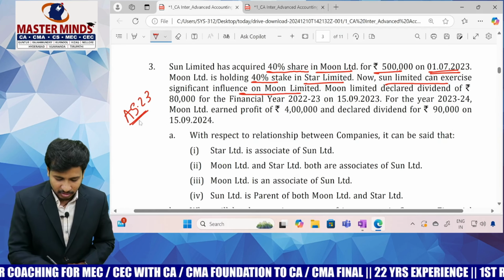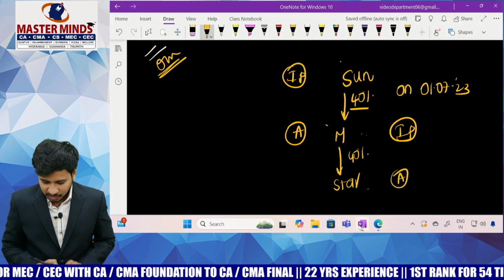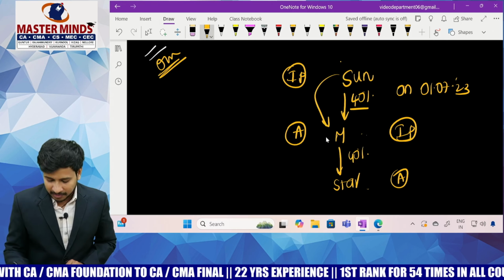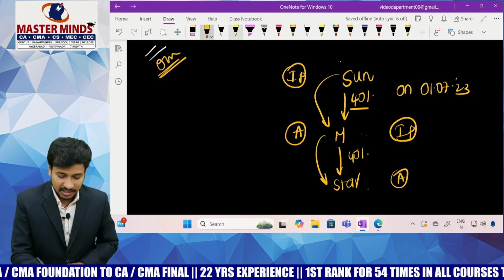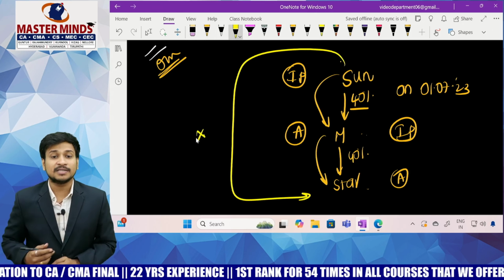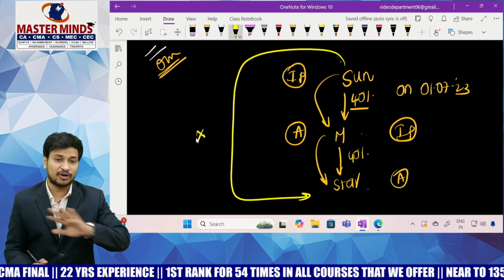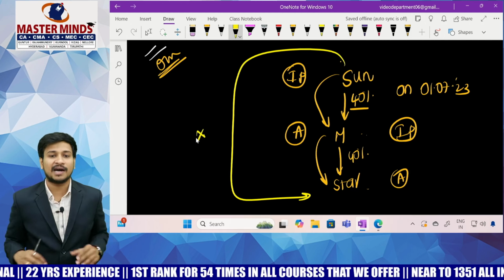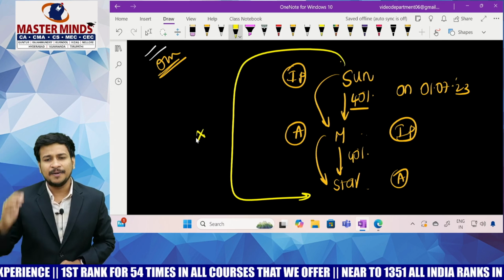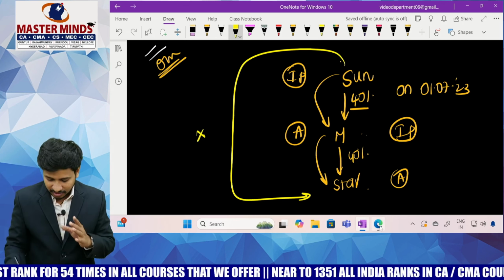So I can link not only AS 23, AS 18 also will be linked here. As usual, if you observe, Sun is having significant influence on Moon and Moon is having significant influence on Star. But be careful, Sun is not having significant influence on Star. Reason being, as per Accounting Standard 18, associate of an associate is not a related party at all. And hence Sun and Star are absolutely not related. This is something like an associate of an associate. So they are not related.